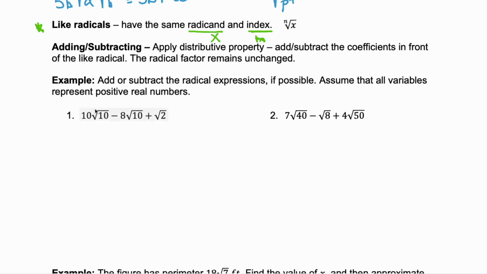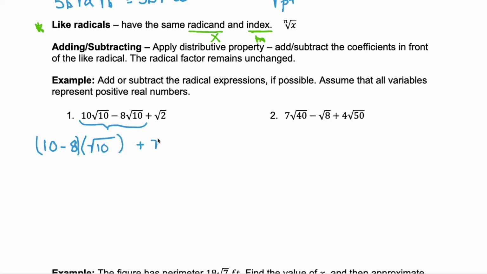Notice that we have two like radicals. These first two are like. They both have the square root of 10. The index is that it's a square root, and the radicand is 10. So what we're going to do is use the distributive property to subtract, because we're subtracting these two radicals, subtract their coefficients and keep that radical, the square root of 10.